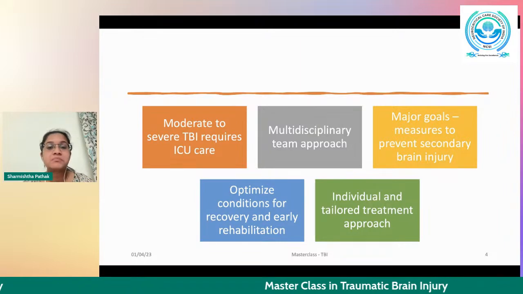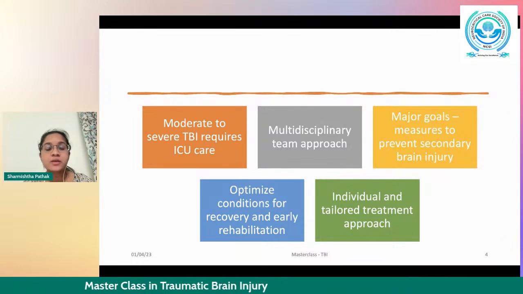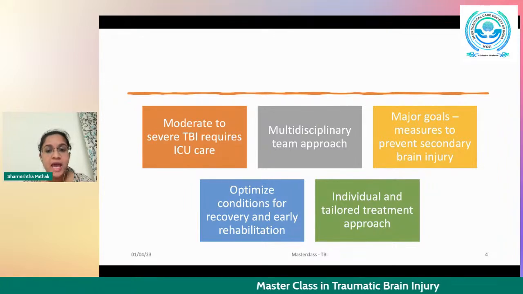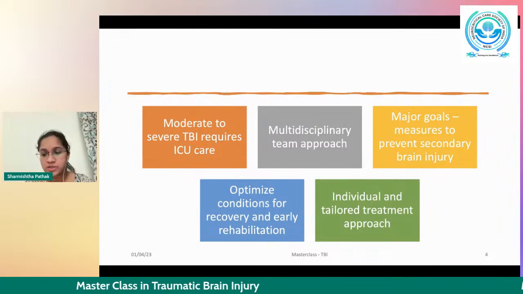Starting with the introduction, moderate to severe TBI is the one which generally requires neuro ICU care. It requires a multidisciplinary team approach with major goals to prevent secondary brain injury, optimize the conditions for recovery of the patient and early rehabilitation, and provide an individualized and tailored treatment approach as per the patient.